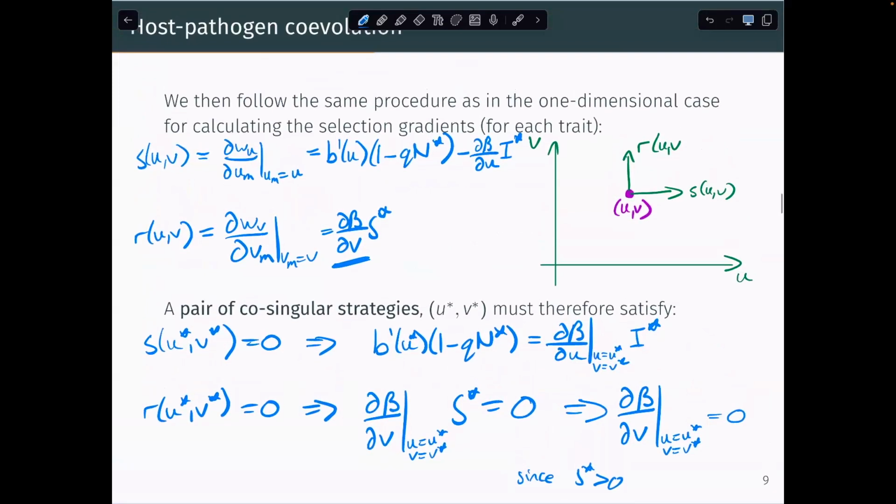We can tell a little bit in terms of biological intuition just by looking at these selection gradients when they're equal to 0. Any questions so far?